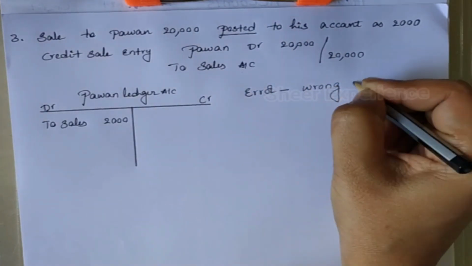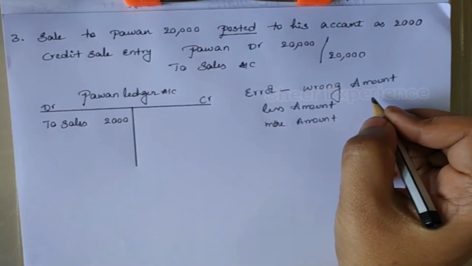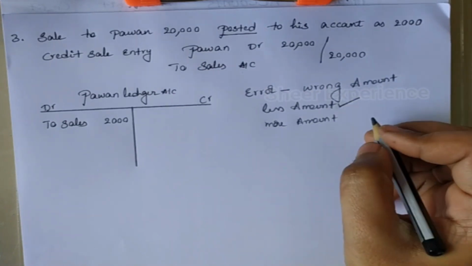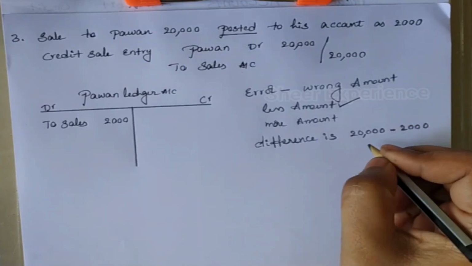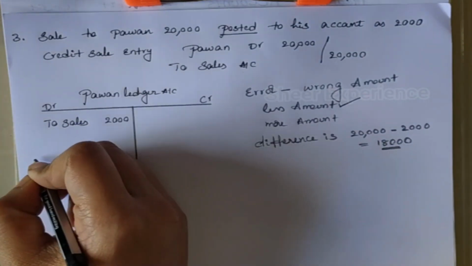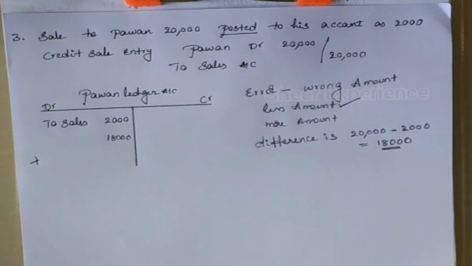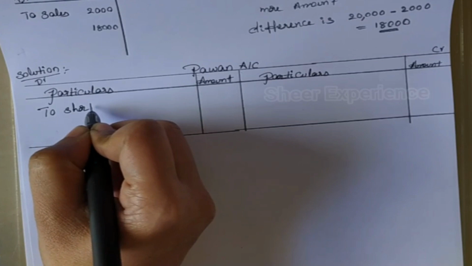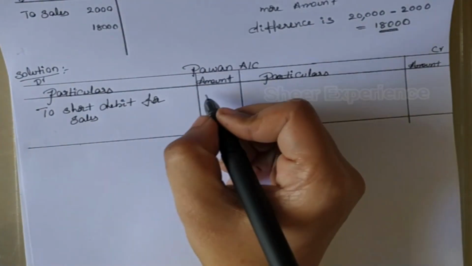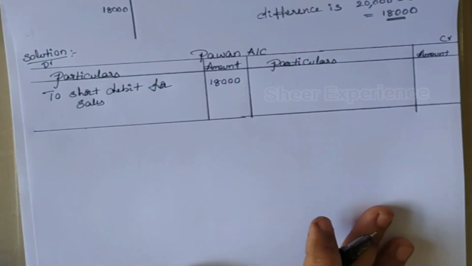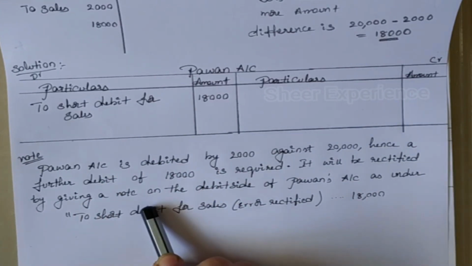Here the error is wrong amount. Did we post less amount or more amount? We have posted less amount. So the difference amount is 20,000 minus 2,000 which comes to 18,000. This 18,000 we will add to 2,000 so that the total becomes 20,000. Now the solution is, in the Pawan's ledger account, on the debit side we will mention 'To short debit for sales'. Amount is 18,000 and also note is a part of the solution.